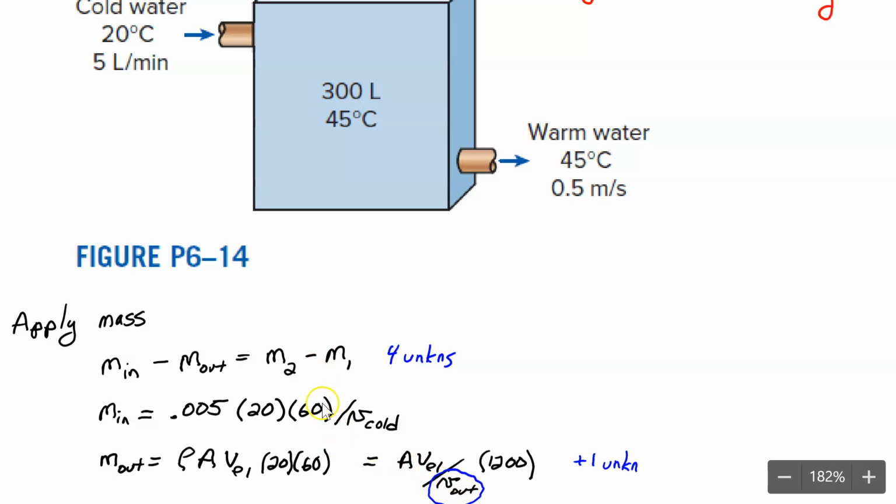So now what I've got is three equations, but I've picked up another unknown. The V out isn't known. So I've got 5 unknowns and 3 equations. You need something else. Give it some thought. Pause the video.